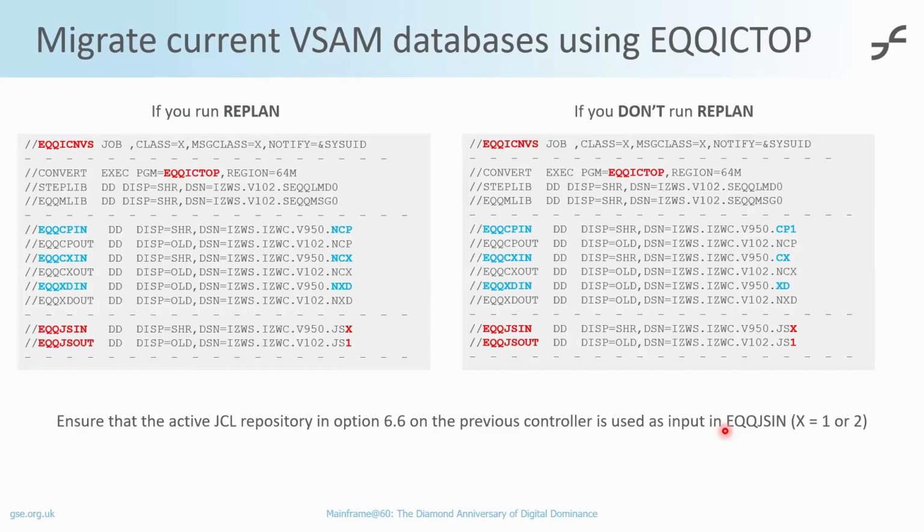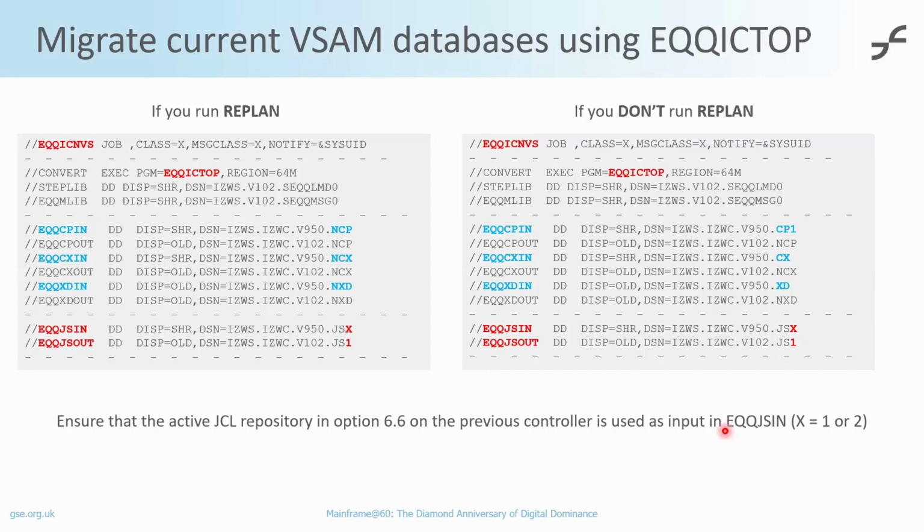On the left, if you run a replan, you can see that the CPIN, CXIN, and XDIN files need to point to the new current plan, NCX, and NXD files. No change in the output. As you can see on the right, if you're not running a replan, the CPIN will be CP1, the CX will be CX, and XDN will be XD. So no differences on the output. The only thing that you need to focus on is the input file that you are providing. It depends on whether you run a replan or not.